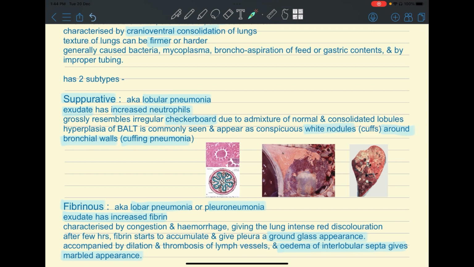The exudate, as I said, has increased neutrophils. It grossly resembles a checkerboard due to the mixture of normal and consolidated lobules. Microscopically, we will see hyperplasia of BALT, commonly seen and appearing as conspicuous white nodules, cuffs around bronchial walls, and that is why it is also known as coughing pneumonia.